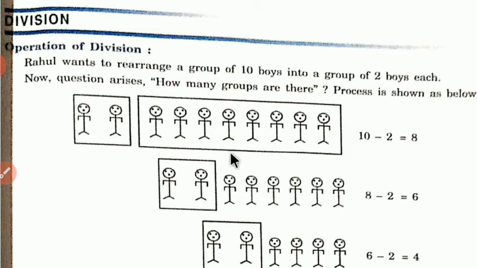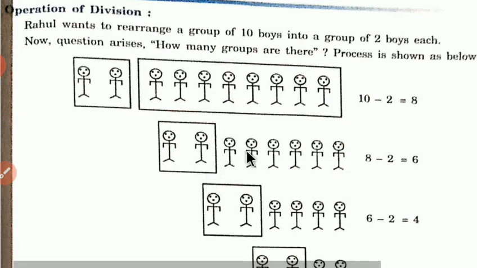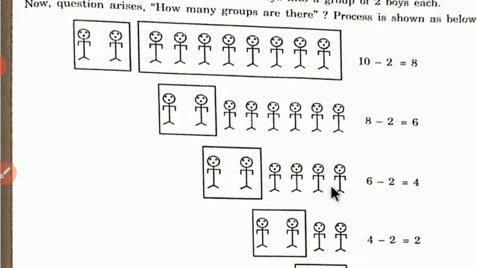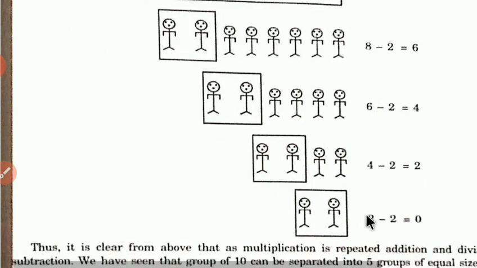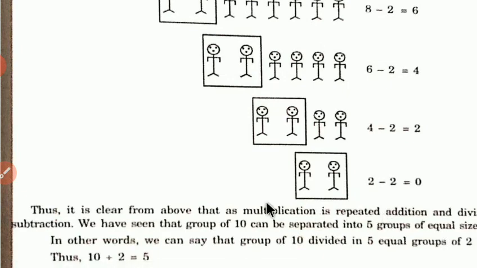So how many are left? 8. Then out of 8 he will make the second group. How many are left then? 6. Then again he will take out 2 boys. So 6 minus 2, 4. 4 minus 2, 2. And 2 minus 2, 0.